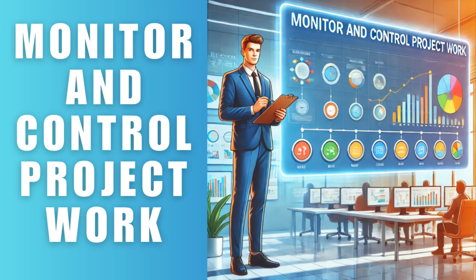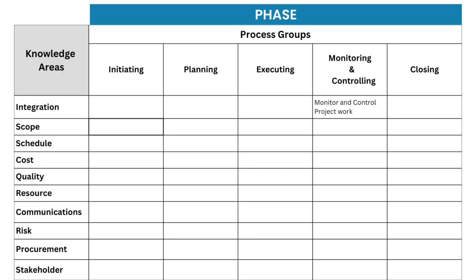Greetings everyone. Today we are going to discuss our next process, that is monitor and control project work. Monitoring and controlling are critical aspects of project management that ensure a project stays aligned with its plan and objectives. These processes involve continuous tracking, reviewing, and reporting of project activities to identify and address potential issues early.